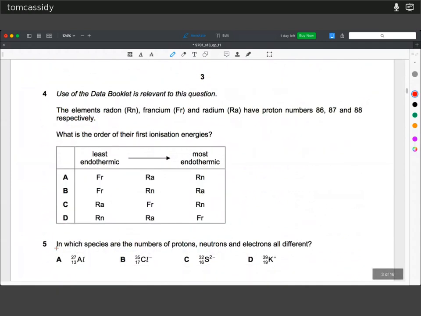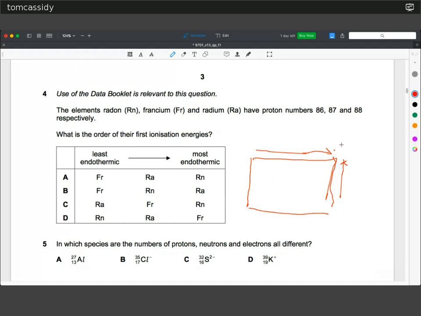Okay, so you've got to use a data booklet for this one. We can just talk through it here, talking about first ionization energies. You could look some of these up in the data booklet, but really you should know that if this is the periodic table, try and draw that, that's generally the shape of the periodic table, that ionization energies are increasing across a period, and they're increasing up a group.